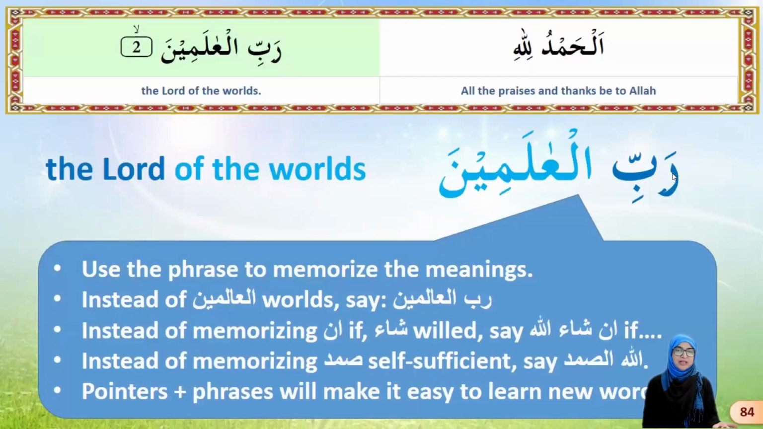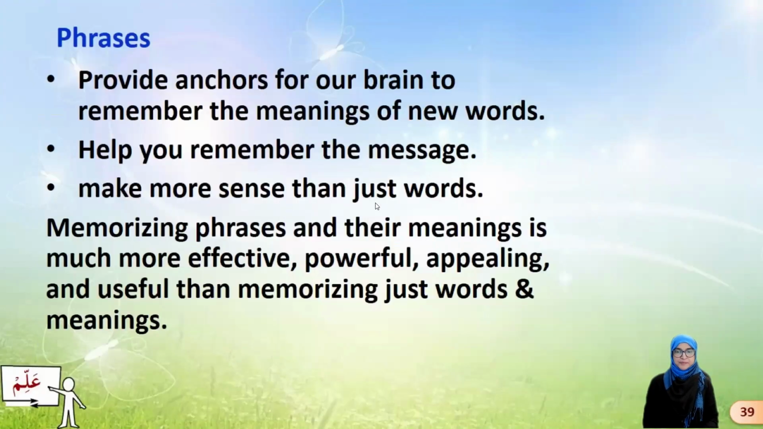Another one, Alhamdulillahi Rabbil Alameen. Alameen means worlds. But if I say Rabbil Alameen, Lord of the worlds, it's easy for you now to remember. So when you learn the vocabulary using a phrase, it's going to be easy for you to remember. Plus, if you plan to memorize the Quran, it's going to be easy for you to memorize too. So you have these two benefits.